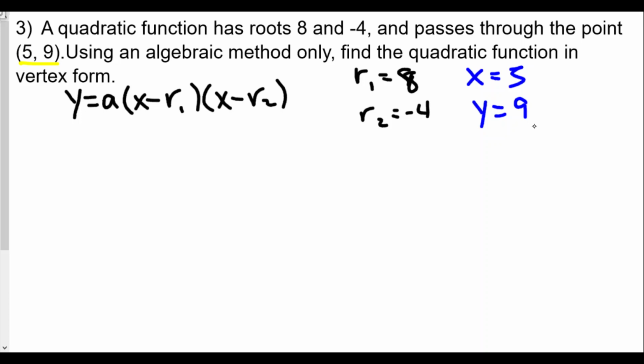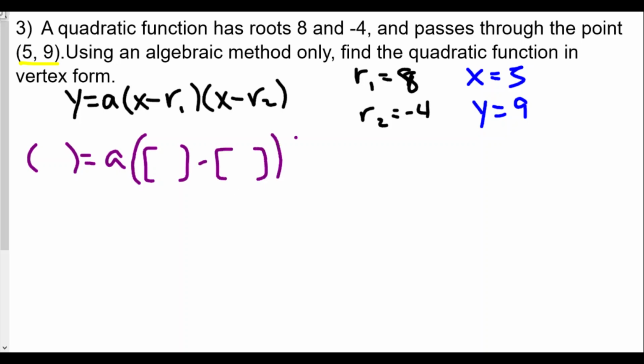Very similar situation here. So imagine in this case that your form here is y equals a, which we're trying to solve for, times brackets. That's why I use brackets, to kind of separate things so that it's a little more organized, to remind myself which one is which. Do you have to do it this way? No, but it sure helps organize things.